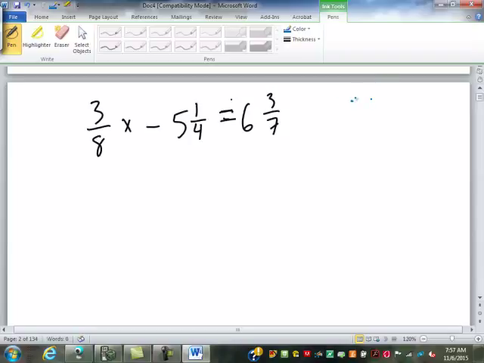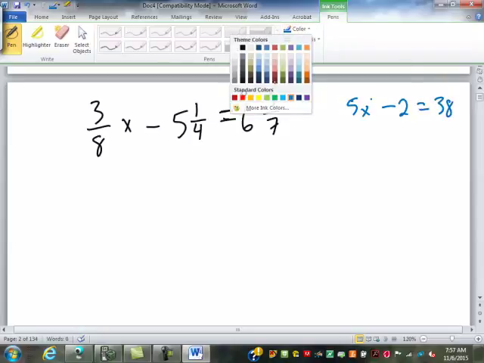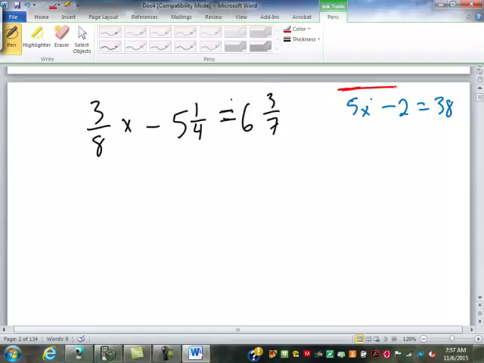This one really is going to be just like having 5x minus 2 equals 38. What would be the first thing we would do to solve this equation right here? We would add 2, right? Over here, the first thing we're going to do is add 5 1/4. So we're left with 3/8 x.